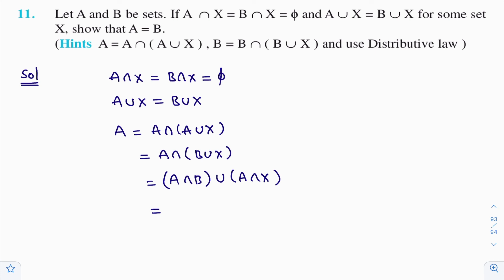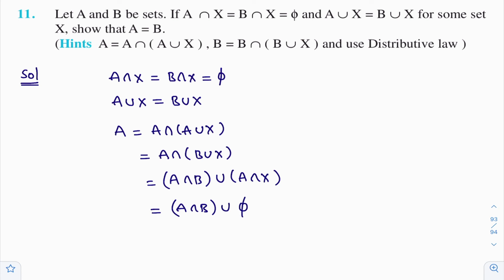You observe in the question they given that A intersection X is null set. So in place of A intersection X, we can write null set. So A intersection B union null set.